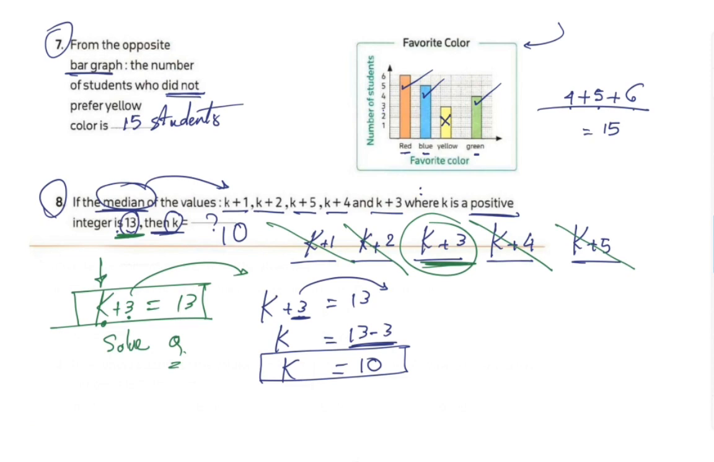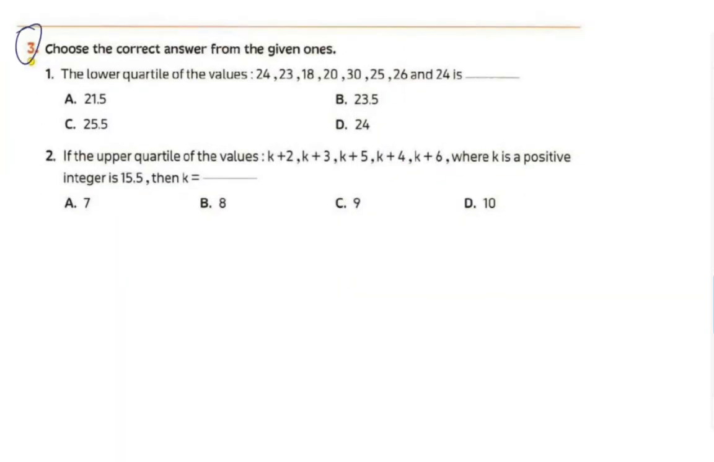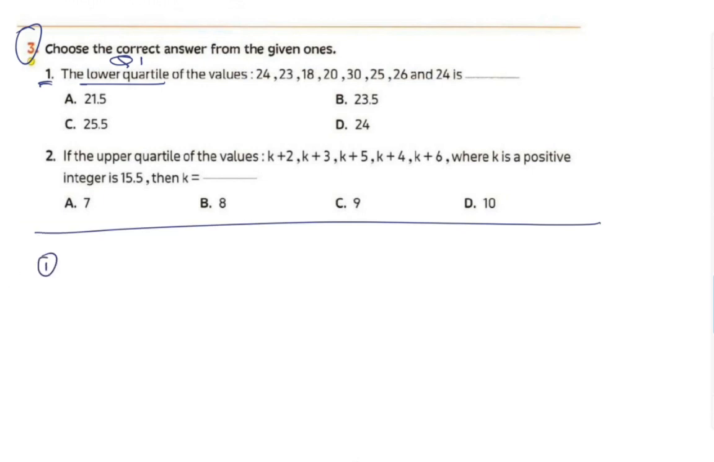Go to next. I have question number 3. Choose the correct answer from the given ones. Point number 1, the lower quartile, Q1, of the values. 1, 2, 3, 4, 5, 6, 7, 8 values. I have 8 values. I need to find Q1.